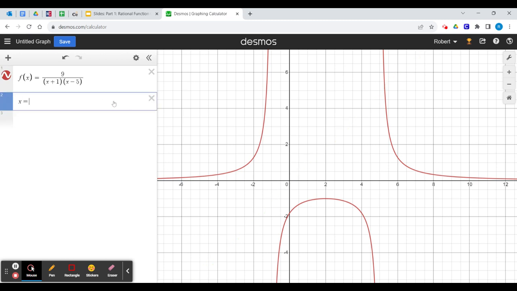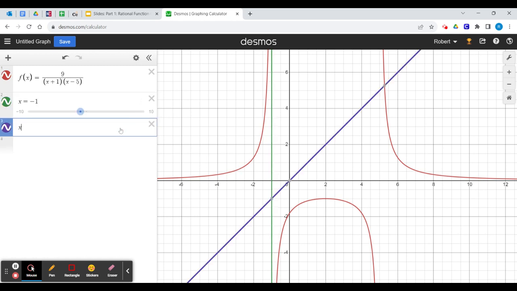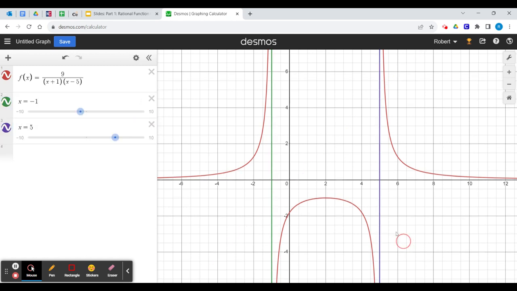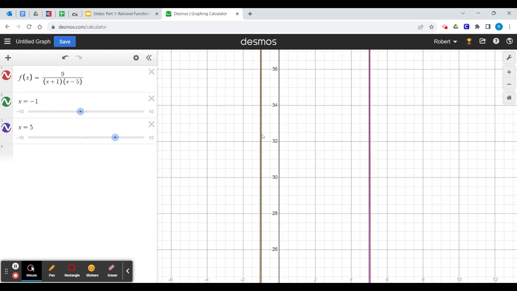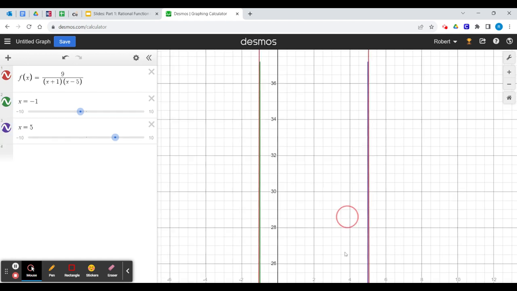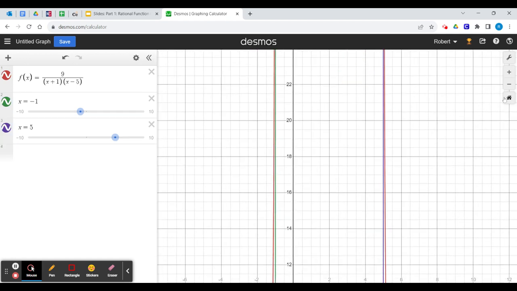And again, we can test these out. x equals negative 1, boom, we just graphed an asymptote. x equals 5, boom, we just graphed the asymptote. And if you scroll up forever, you'll notice that neither of these lines actually intersect the graph. If you click on them, no gray dots appear. There is no intersection point.